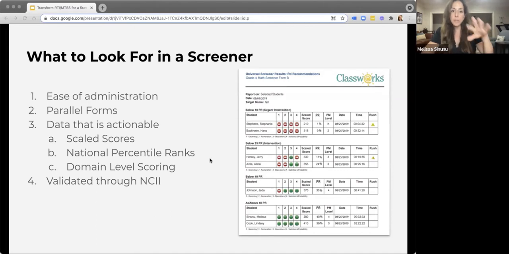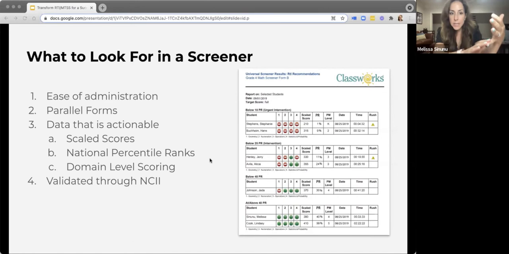The Classworks screener, Reading and Math, grades K-8, has very high ratings for both validity and reliability. It also offers that percentile ranking that you'll want to start your process off strong. So following those NCII guidelines, Classworks will suggest you place students into the following tiers based on their scores.